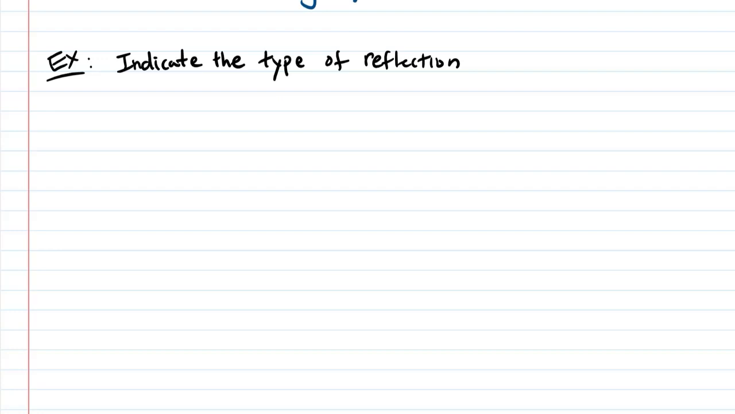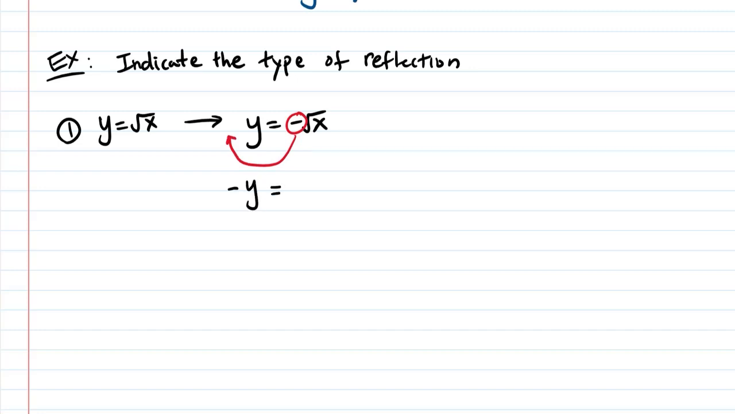Let's try a few examples. For the following functions, let's indicate the type of reflection for each function. So y is equal to square root of x becomes y is equal to negative square root of x. Because there is a negative sign in front of the square root of x, this can be moved in front of the y and written as negative y equals square root of x. The y is changed to negative y.